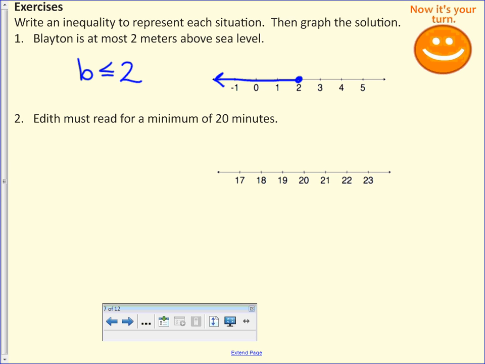Edith must read for a minimum of 20 minutes, which means she has to read 20 minutes or more. So she has to read 20 minutes or more. So Edith is greater than or equal to 20 minutes.